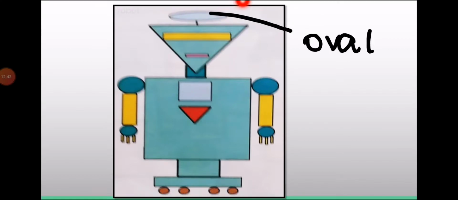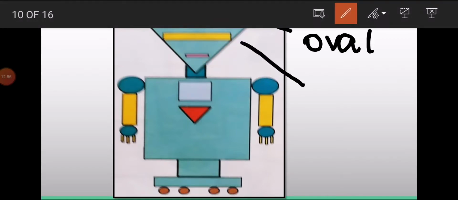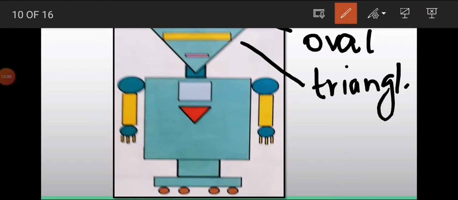With no sides, no edges. Now look at the second one. You can see 1, 2, 3 sides. 1, 2, 3 corners. 3 sides and 3 corners. A closed, straight line, flat surface shape. It's a triangle. Now I'm writing triangle at side.